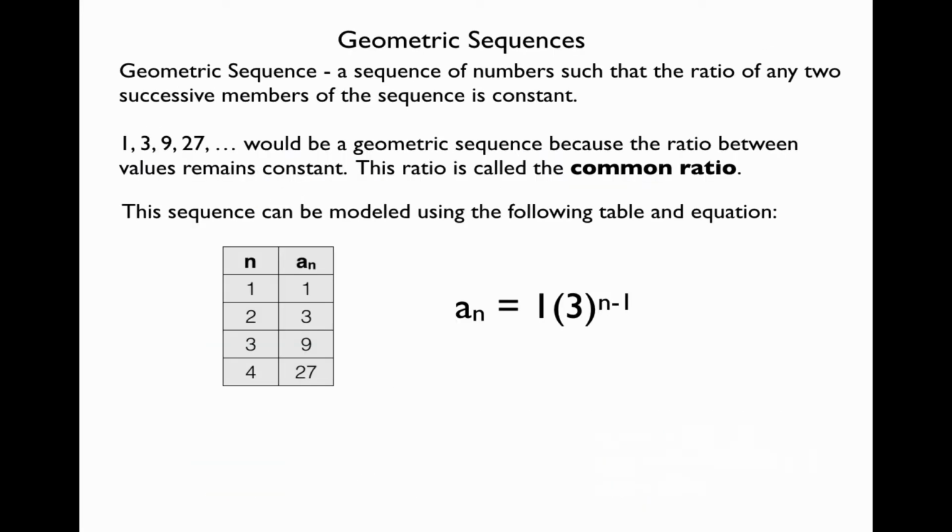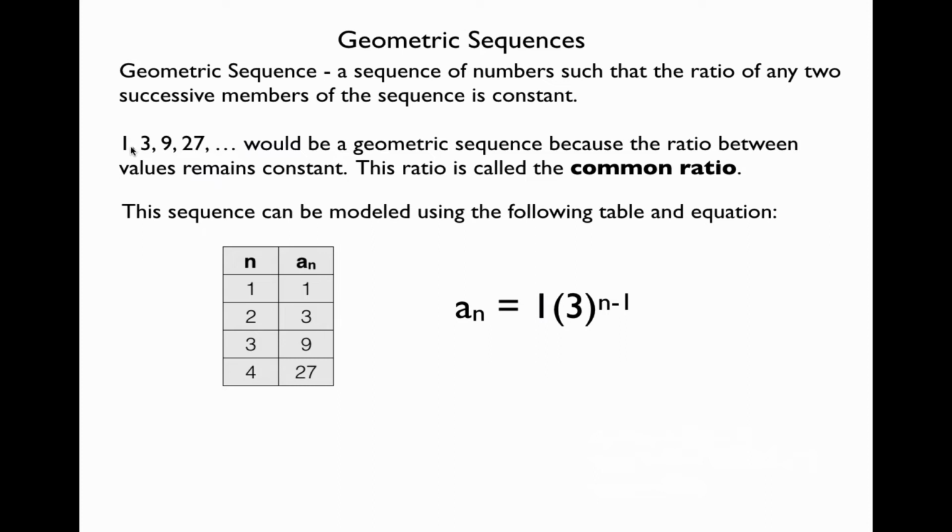So our next kind of sequence is called a geometric sequence. And a geometric sequence is a sequence of numbers such that the ratio of any two successive members of the sequence is constant. So what does that mean? Well, that means if we start with a 1 and we go to a 3 and then a 9 and then a 27, this would be a geometric sequence because the ratio between the values remains constant.